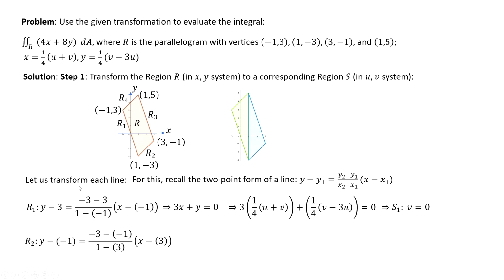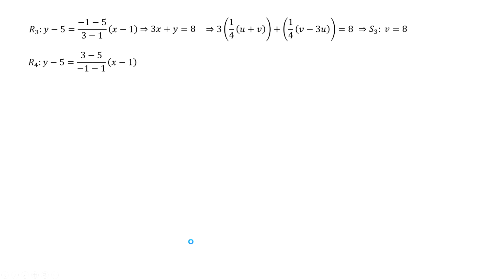Similarly, R2, I did the same thing. y minus y1 equals m times, or m is this one. So I think you get the idea. Right. So S2 turns out to be u equals 4. And similarly, R3 becomes S3, v equals 8, and this one. Okay.